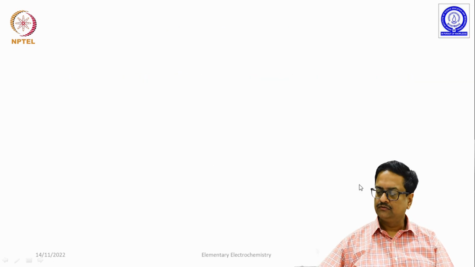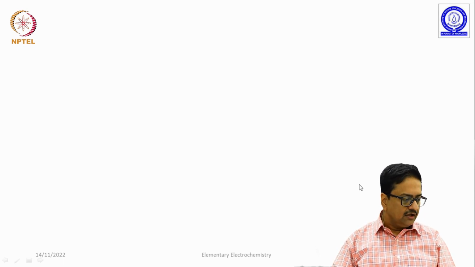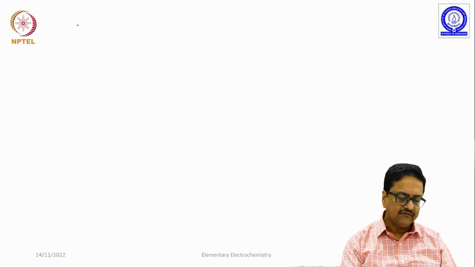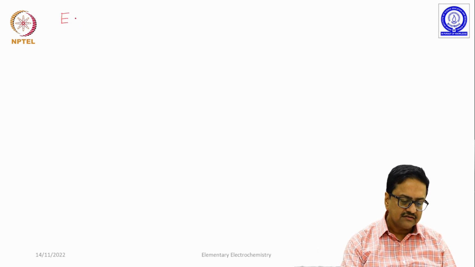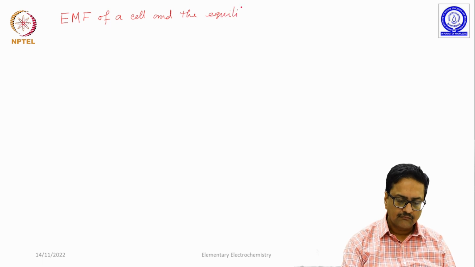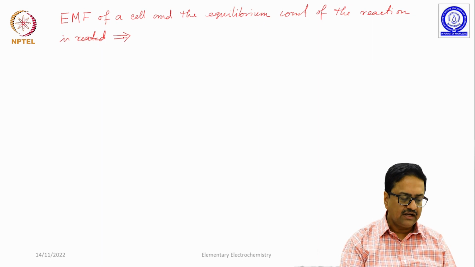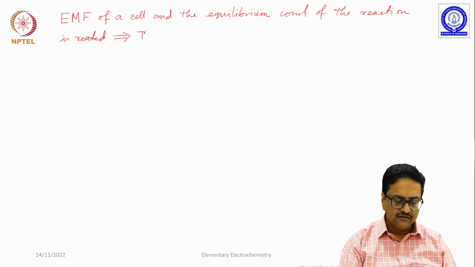So today we are going to learn about the relationship between the EMF and equilibrium constant of a given reaction. So we will discuss how the electromotive force or EMF of a cell and the equilibrium constant of the reaction is related. This relation is called the Nernst equation.